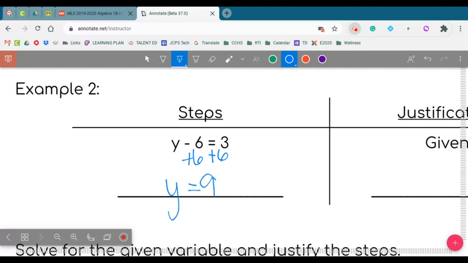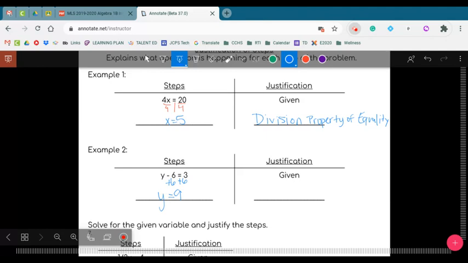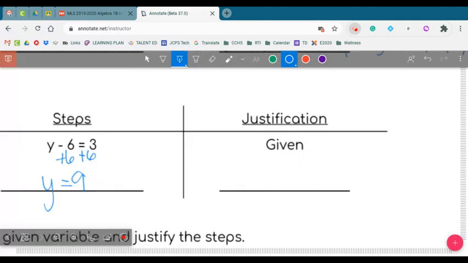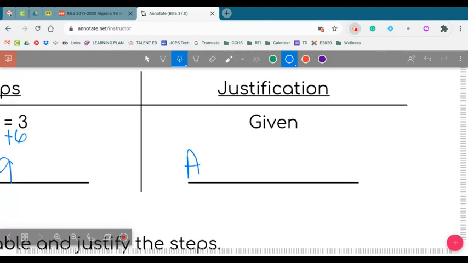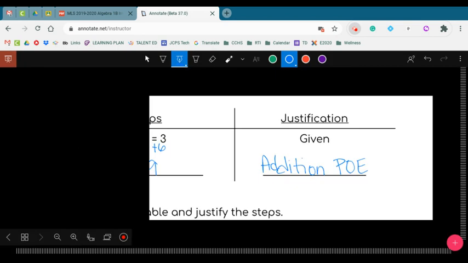So this time, the first one we divided on both sides. So this one we add. So we're going to have addition. Now, we have to think, did we do it to both sides? Yes, we did. So it's going to be our property of equality because we did it equally to both sides. So last time we spelled it out. I'm going to allow you to abbreviate it as POE, property of equality.